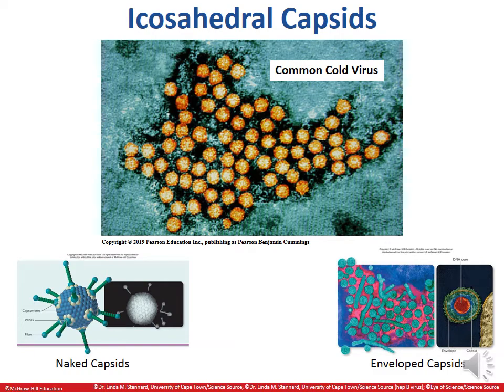Here again are the icosahedrals. Most of the animal viruses are going to look like this. The prefix icosa, by the way, just means 20. And so when you look at those little geometric shapes, they have 20 faces on that capsid. And then again, if you look down here at the naked versus enveloped, the naked viruses would put those glycoproteins, those host recognition sites, right there on those corners of the icosahedron.